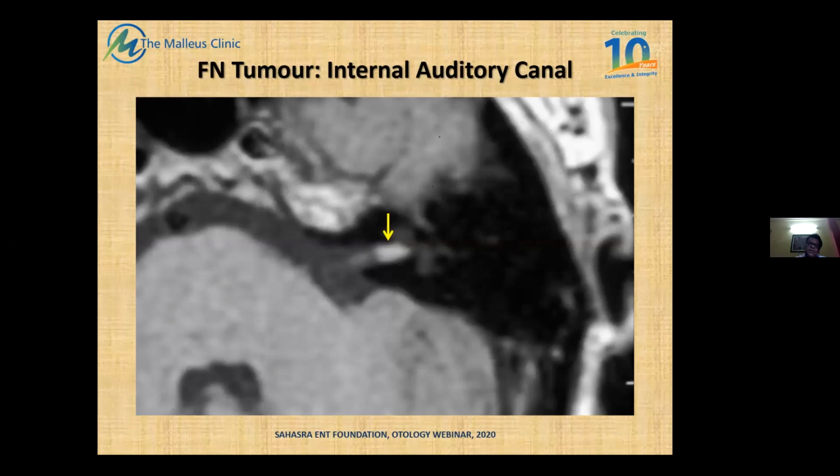Why? Because supposedly the facial nerve hemangioma in this area actually arises from the Scarpa's ganglion rather than the facial nerve per se. And that's the reason why it tends to cause a sensorineural hearing loss, with or without a fluctuating facial nerve paralysis, rather than a frank facial nerve paralysis. Okay, so this is a facial nerve tumor arising in the internal auditory canal.